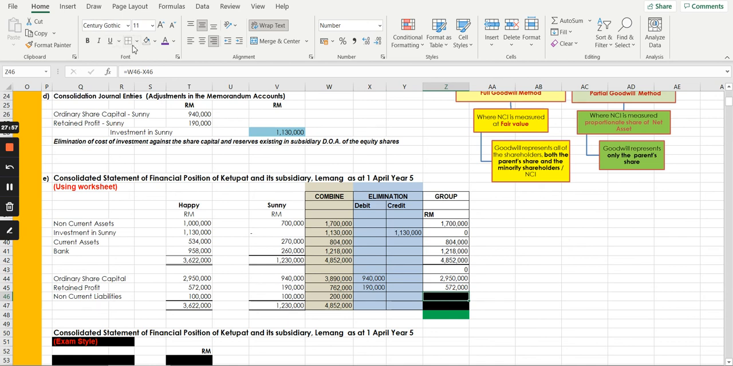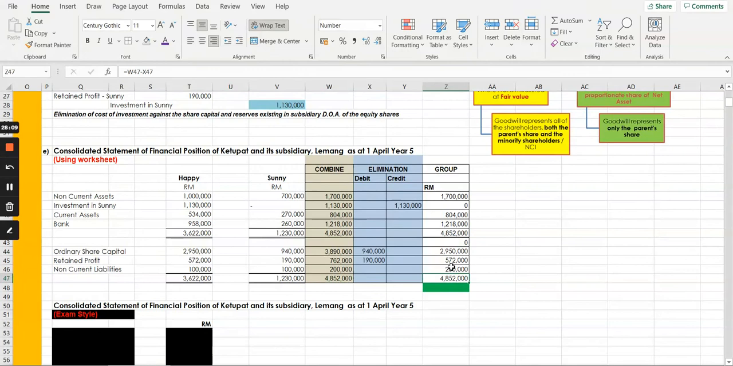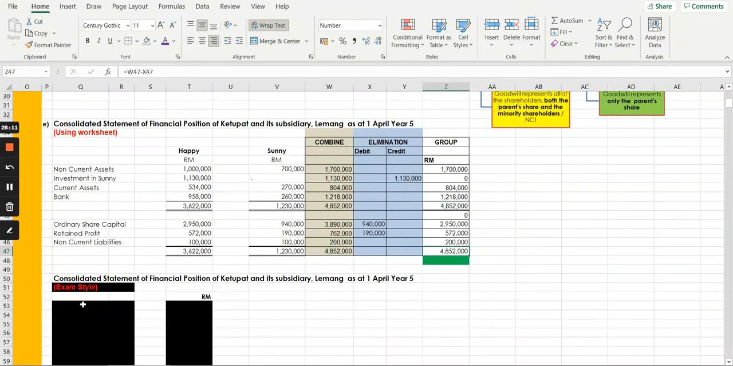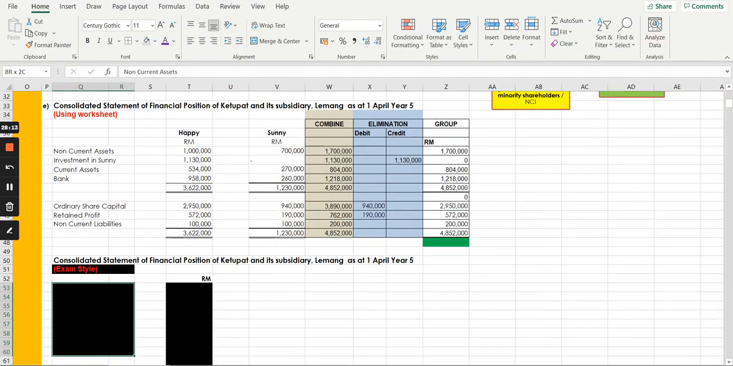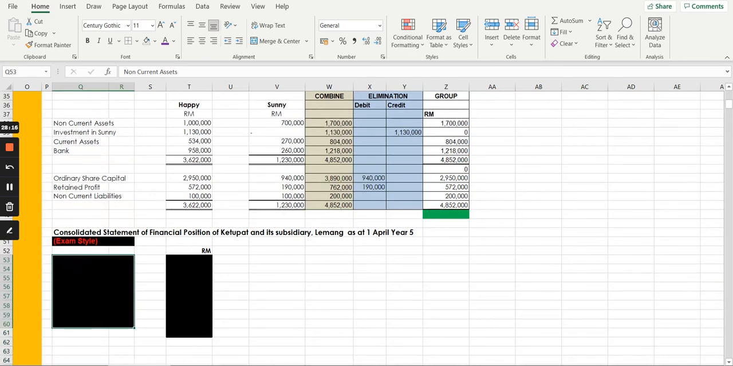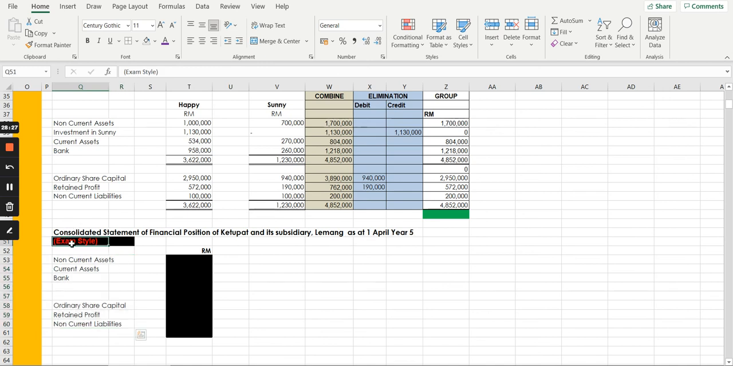Next, nothing to be deducted in the liabilities. Now you can total up this section and you will get exactly the same as what you have there. That is to do it through a worksheet. If you are doing it through exam style, you're going to do something like this. You're just going to write the same title, Consolidated Statement of Financial Position of Ketupat and Subsidiary Lemang as at 1st of April year 5. This is for exam style. I'm just giving you two options.